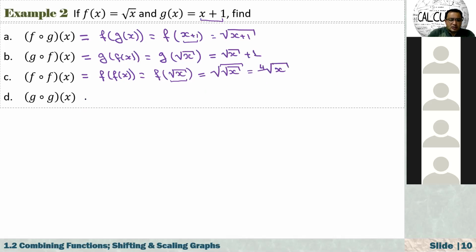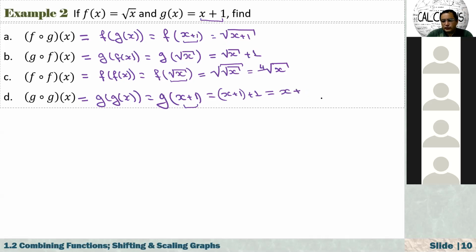And how about g of x? So that is g of, what is g of x? g of x is x plus 1, right? So now, as you see here, the input value is x plus 1. The function of g is just adding 1 to the input value. So our input value is x plus 1, right? And it is just adding 1 to this input value, which is equal to x plus 2.